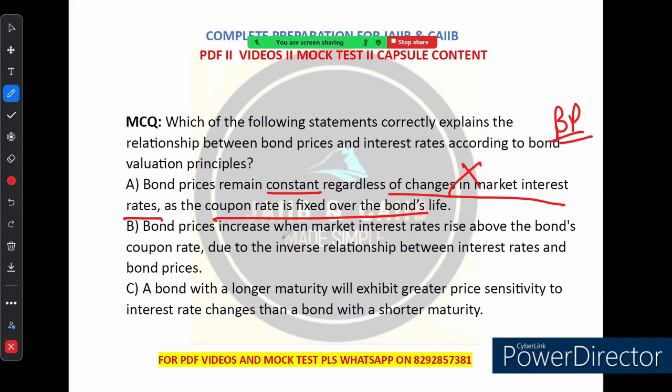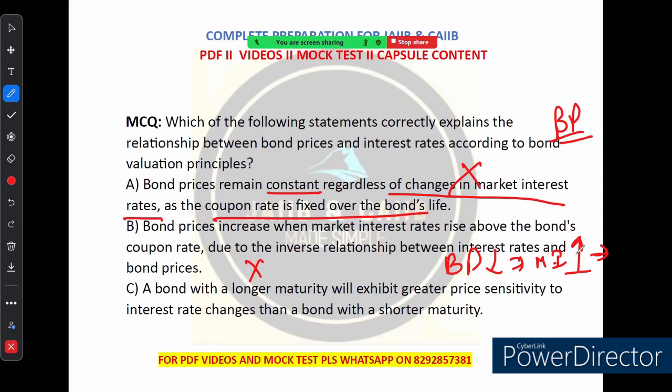Option B says that bond price increases when the market interest rate rises above the bond coupon rate, due to the inverse relationship between the interest rate and bond price. So this option is incorrect, because the bond price decreases when the market interest rate increases above the coupon rate, due to the inverse relation between interest rate and bond price.